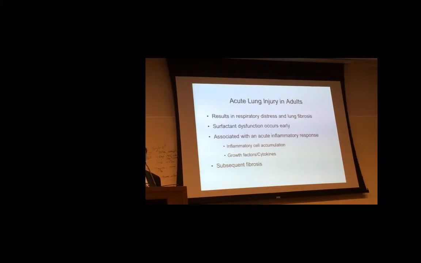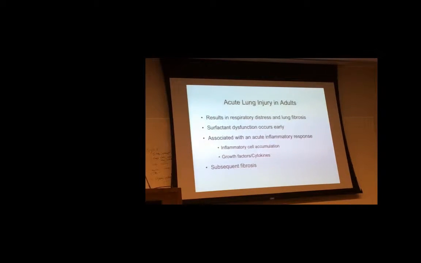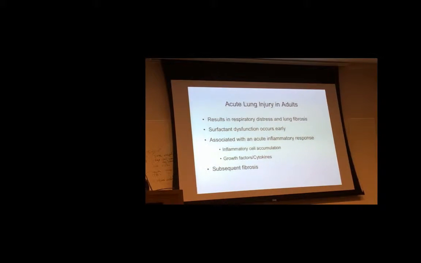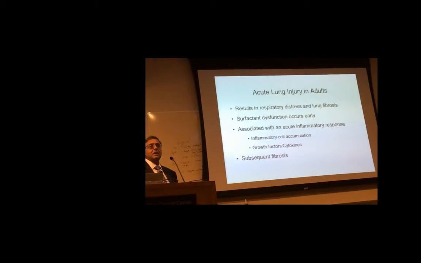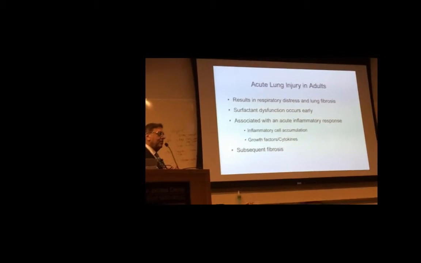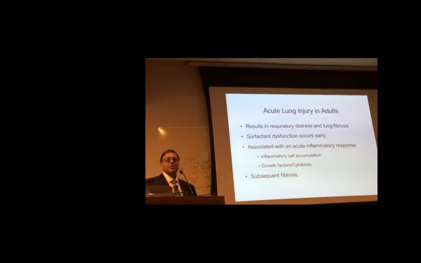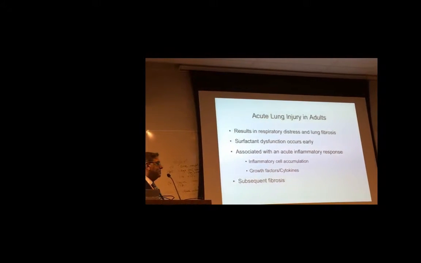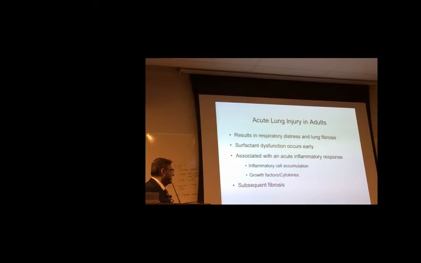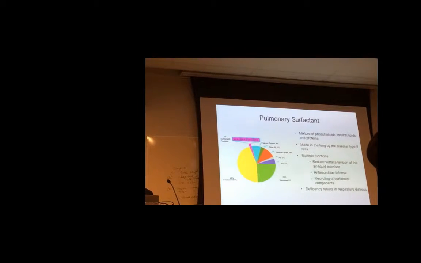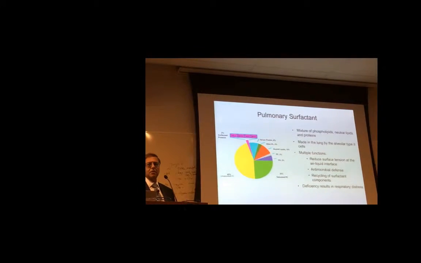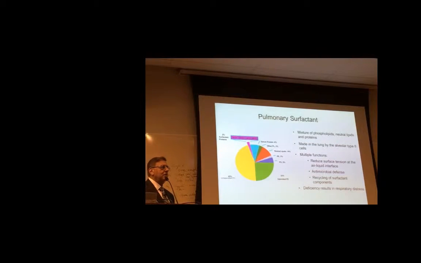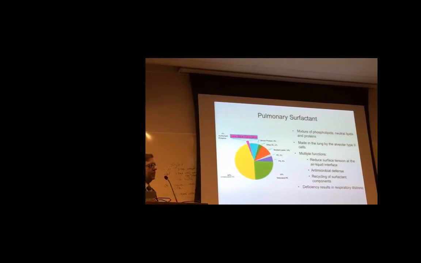That surfactant deficiency and respiratory distress is at the same time that you get an acute inflammatory response. This is an accumulation of neutrophils initially and macrophages thereafter. There's a further elaboration of growth factors and cytokines, which then subsequently causes fibrosis. So pulmonary surfactant is a mishmash of different products, but it's really a phospholipid-rich material that includes distinct proteins.